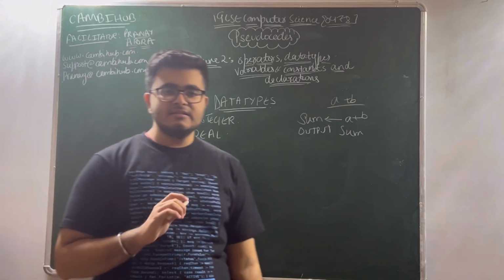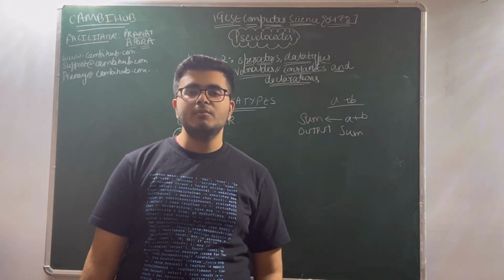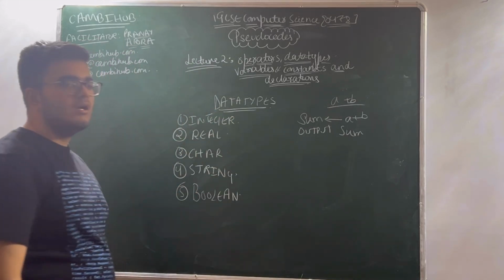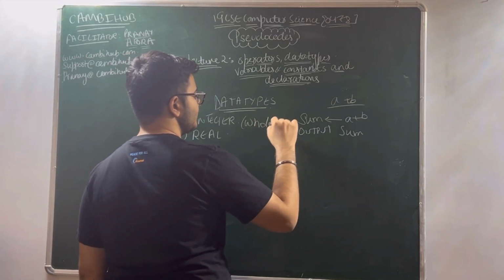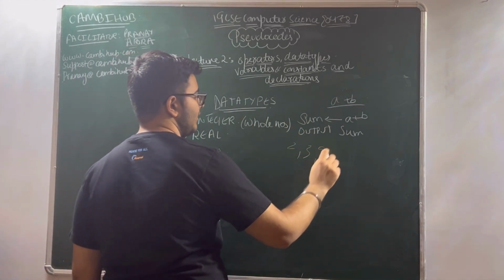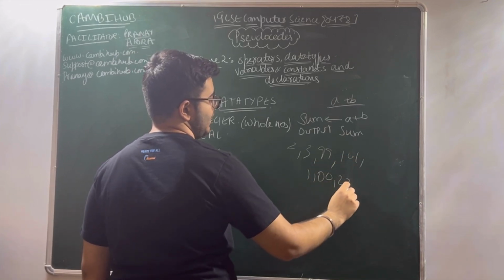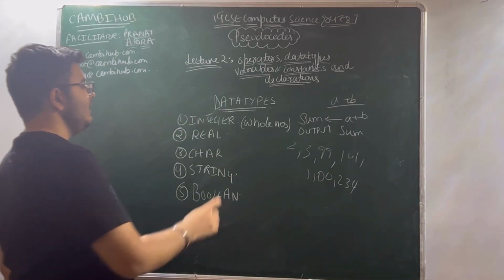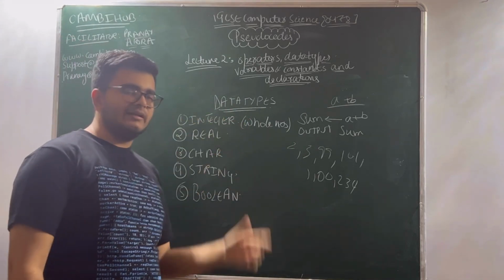Whenever I am creating something, I can assign it a data type so that my system is also aware of what I need to do with that variable. What are the data types? The first data type is integer. What is integer? Integer stores all of the whole numbers, like 2, 3, 99, 141, 1 lakh, 234. All of these values are integer values. So whole numbers is the integer data type.